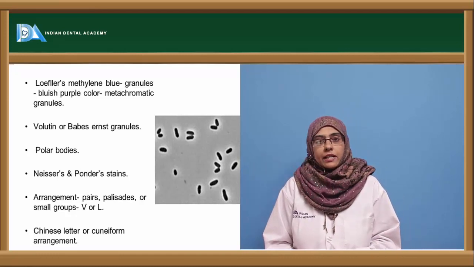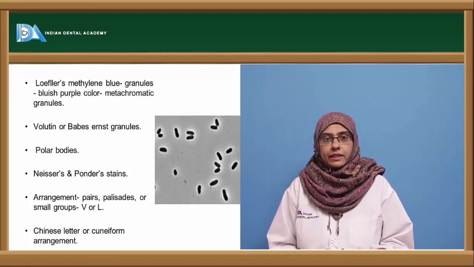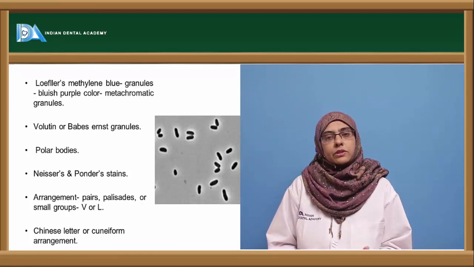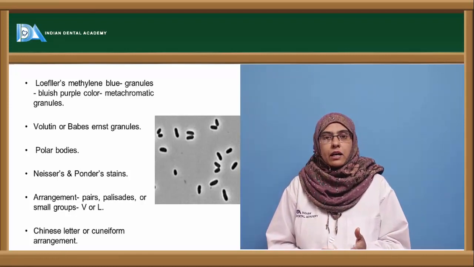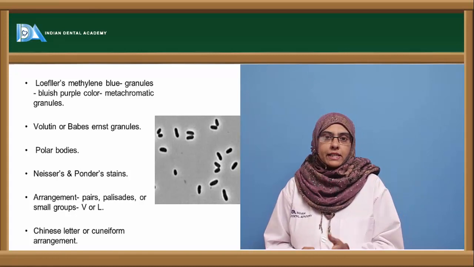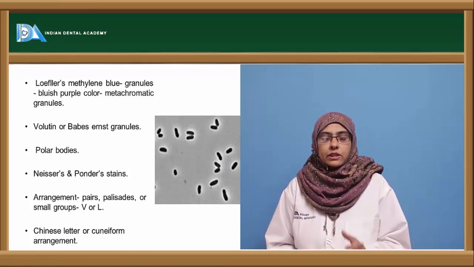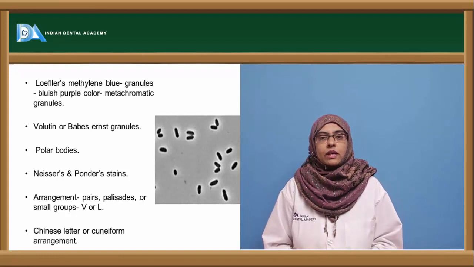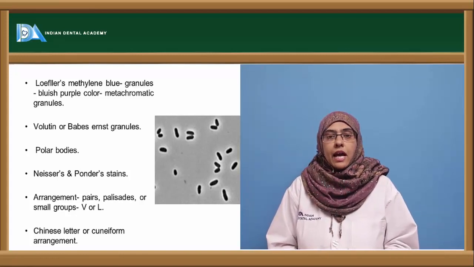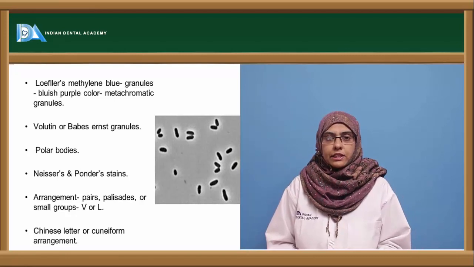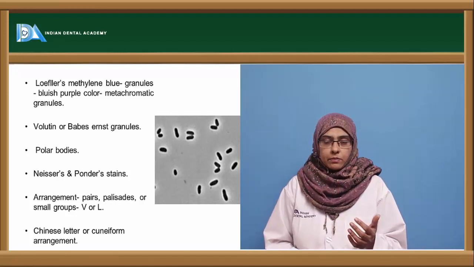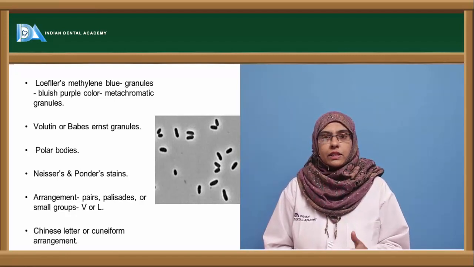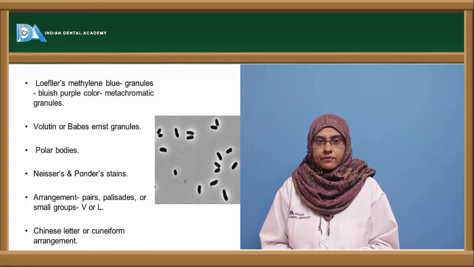And coming to the arrangement of this organism, they show characteristic arrangements. They are in pairs, show a palisade type of arrangement, sometimes appearing as V or L-shaped structures. Because these V or L-shaped structures resemble Chinese letters, it is also called cuneiform arrangement. And this arrangement is usually seen in this organism because of the incomplete separation of the daughter cells after binary fission.